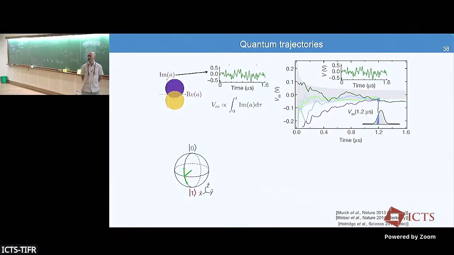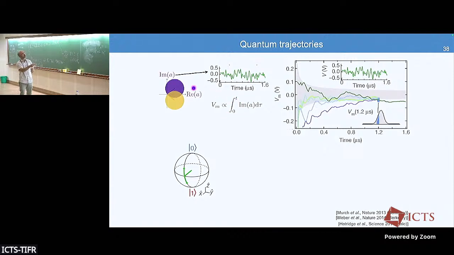Okay. So to go back to Kater's experiment, I think Klaus mentioned this one already, but I will go one step further in his description. So what Kater did is record this quadrature in time, and then what you can do is plot the integral of this quadrature from time 0 to time t.